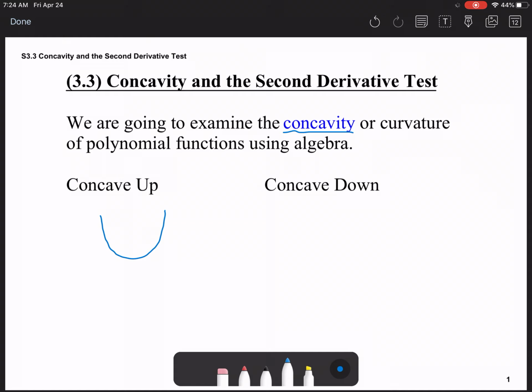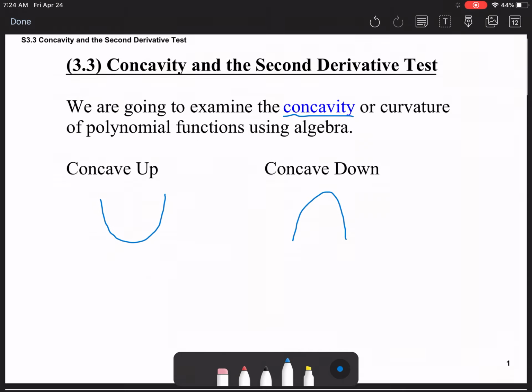Whereas concave down looks like a parabola opening downwards. And with most curves, what you can do is use pieces or parts of these and combine them to make one curve or a couple of functions that you have. So there are some more definitions that we need to look at.